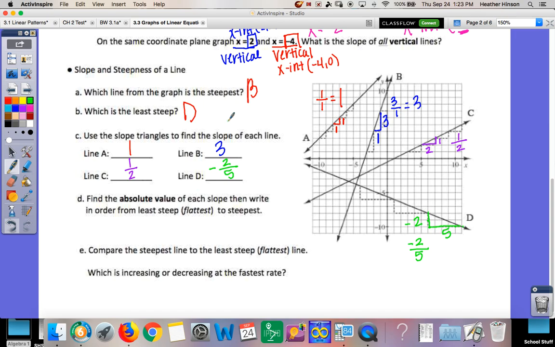So to compare steepness of graphs, we're going to find the absolute value of it. Absolute value is just the positive version of your number. We don't use negatives for absolute value. So what's the absolute value of 1? What's the positive version of 1? Well, 1.